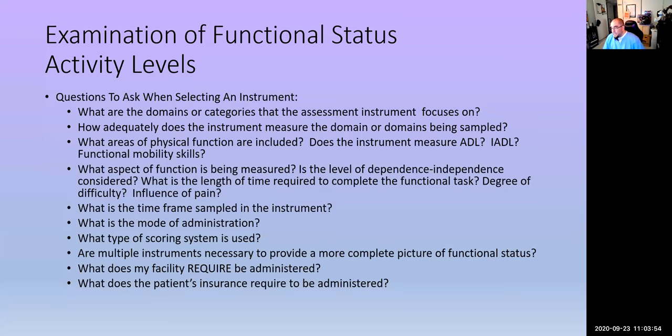Maybe you work at an outpatient orthopedic clinic, and they need you to do both the Oswestry and the DASH and the Lower Extremity Functional Scale. Okay, great. Get as many data points as you can, because the more data points you have, the better you are at validating PT. What does your facility require? A lot of facilities use the shotgun approach. They'll just say, we require it all. And so the PT ends up spending their night sitting at home recording patients' data. And then what does the insurance require? Some insurances require certain things. Medicare is very specific on the tests it requires.